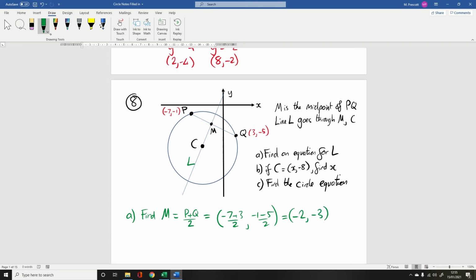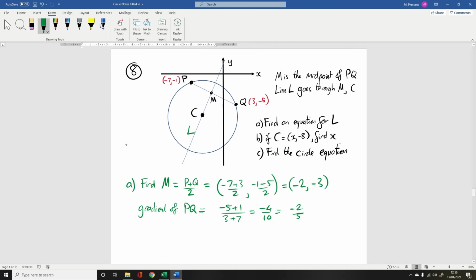Fair enough. And we also need to find the gradient. And again, we don't know anything about the gradient of L, so we're going to find the gradient of PQ, and we're then going to do a negative reciprocal there. So that would be minus 5 plus 1 over 3 plus 7, minus 4 over 10, that would be minus 2/5. So that would give me that the gradient of L is equal to 5 over 2.